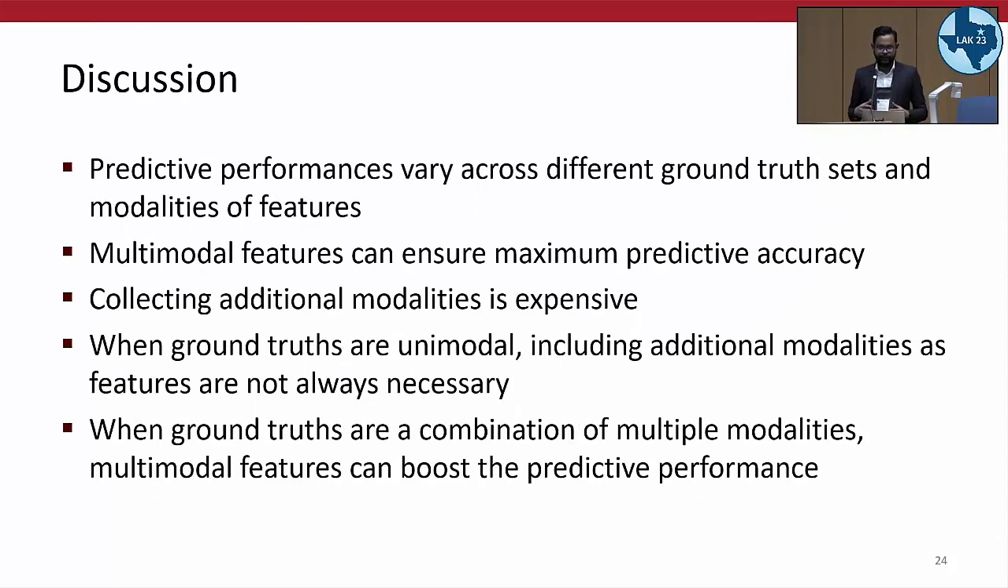So in general, the predictive performance varies across different ground truth sets and modalities of features. And we've seen that multimodal features can ensure maximum predictive accuracy. But it's also the case that collecting additional modalities is expensive and has other concerns such as security and privacy. So it's important to understand when we need additional modalities and when we don't. For example, when ground truths are unimodal, including an additional modality as a feature is not always necessary. But when ground truths themselves are a combination of multiple modalities, in those cases, multimodal features can boost the predictive performance.